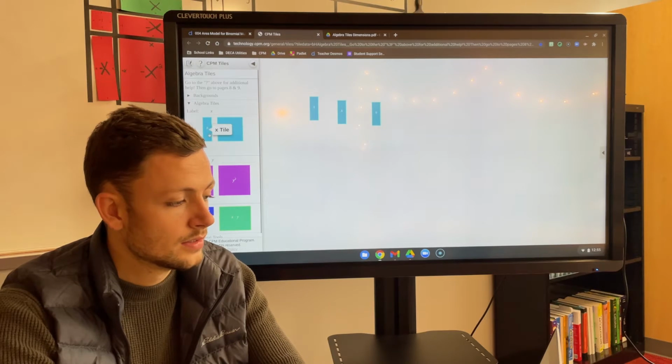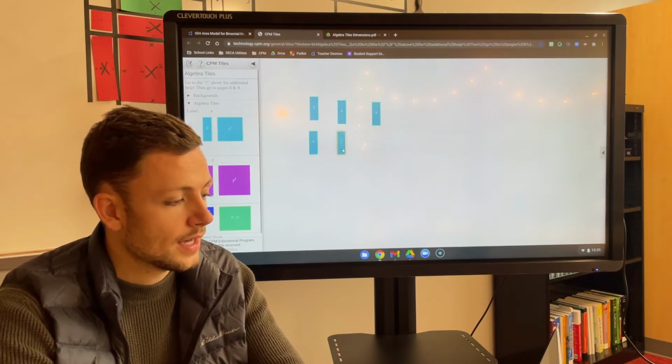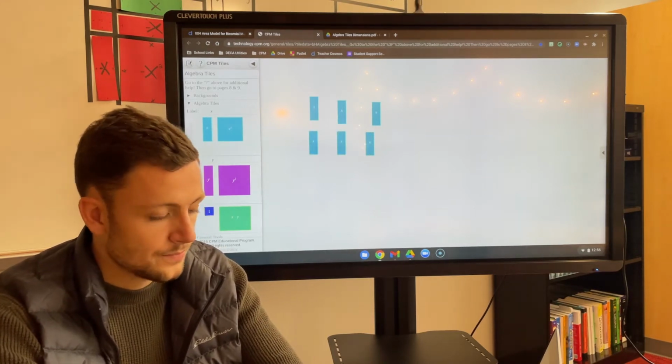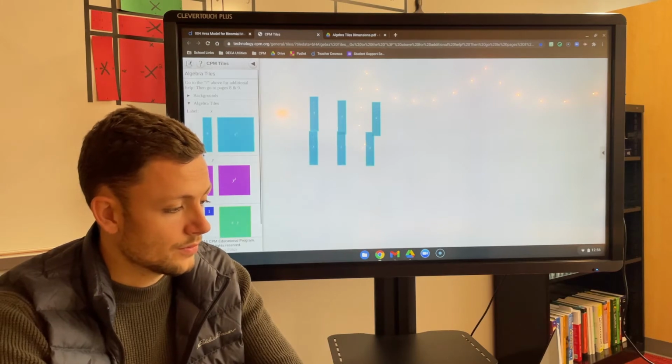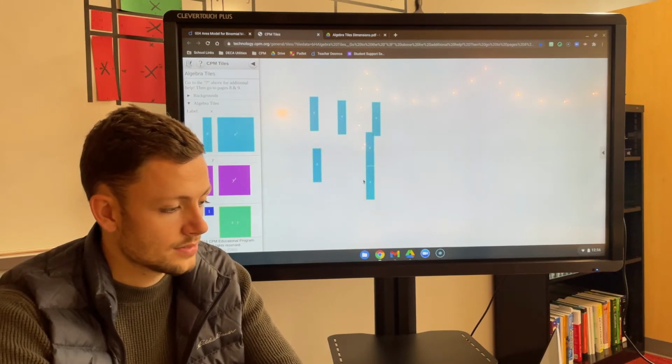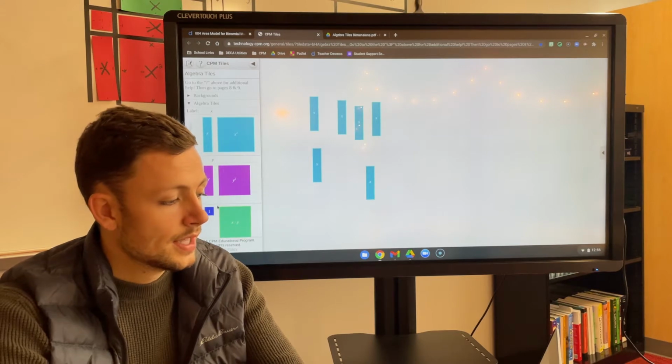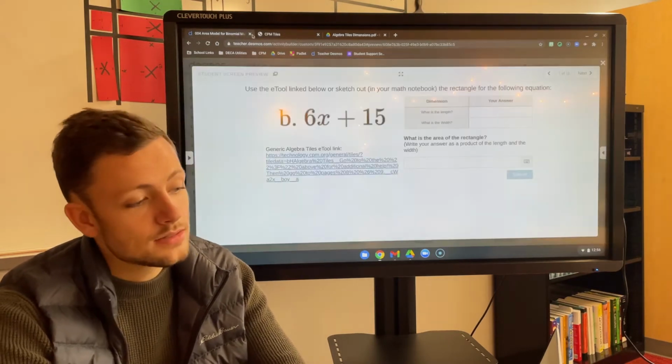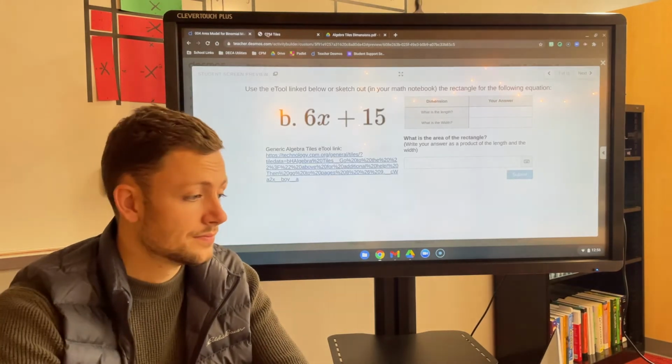So I'm going to go to my tiles, and I know that I need 1, 2, 3, 4, 5, 6 of the X tiles. I'm going to make them a little bit bigger for you. So I have 6 X tiles. And then I know that I need how many ones? 15.